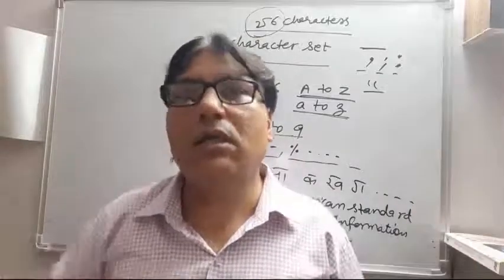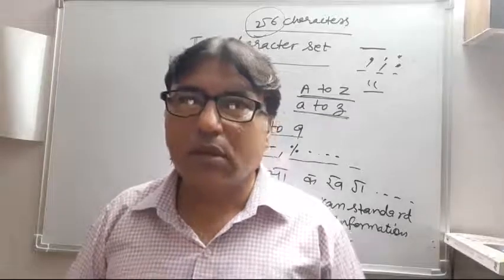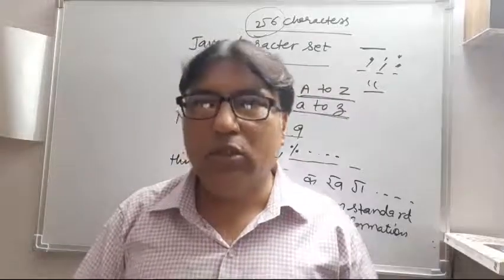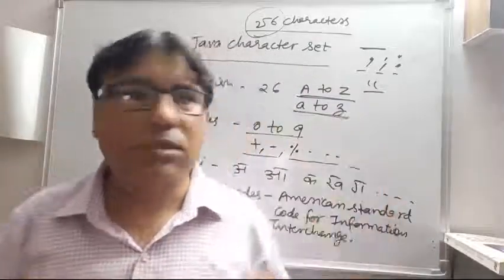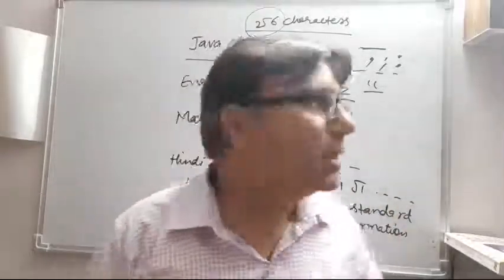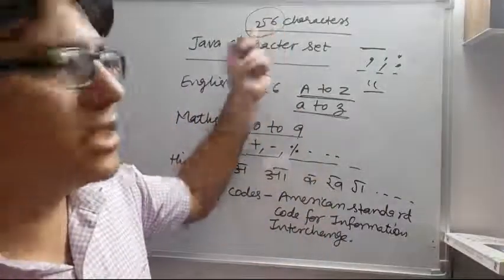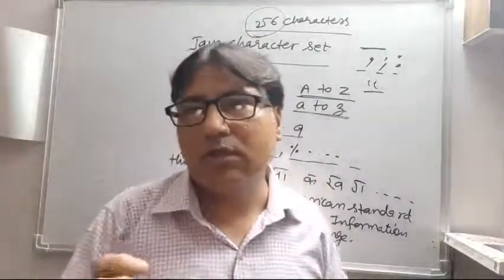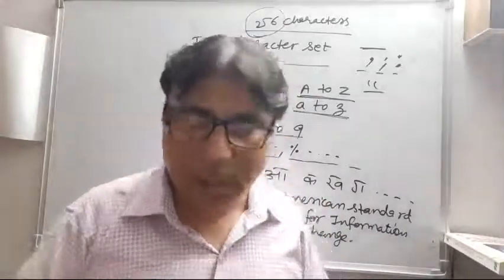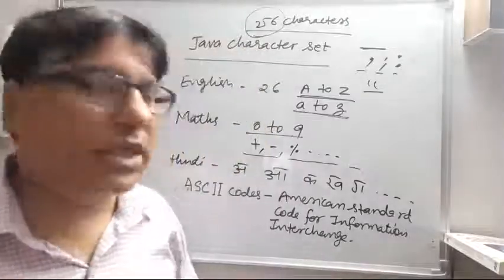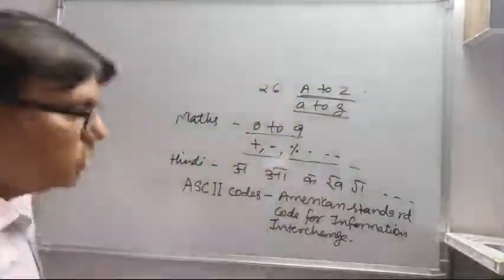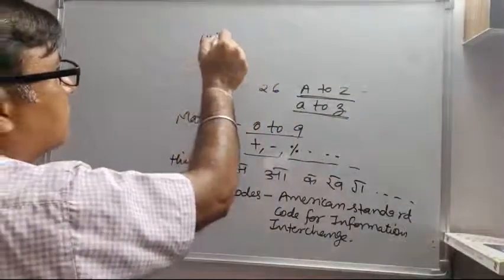Suppose Korea is another country. Okay, suppose we want to launch Java language in Hindi. So in Hindi we don't have these English A to Z. We are having a different character set. So what happened? These 256 characters were too small to fulfill the conditions of this Java language. Then after that a different kind of code came that was known as Unicode.